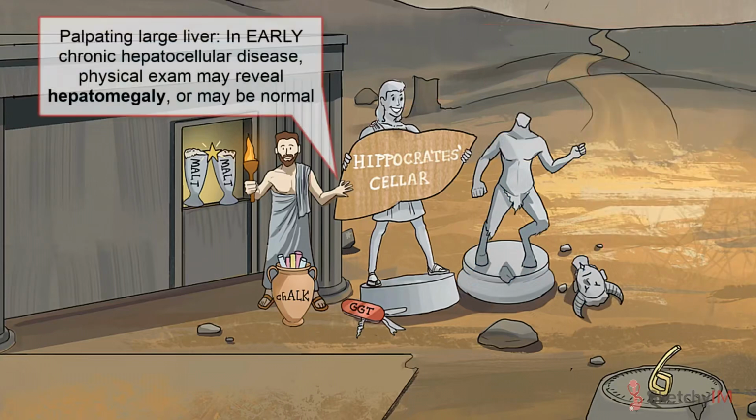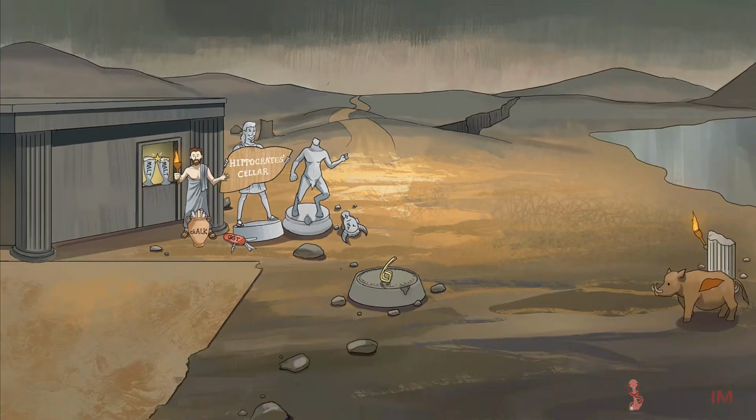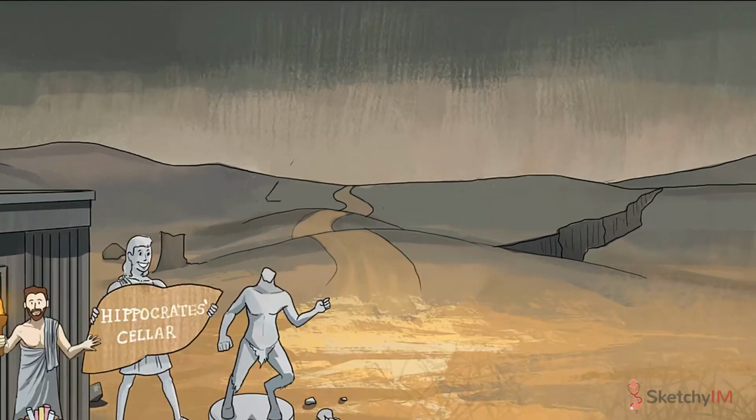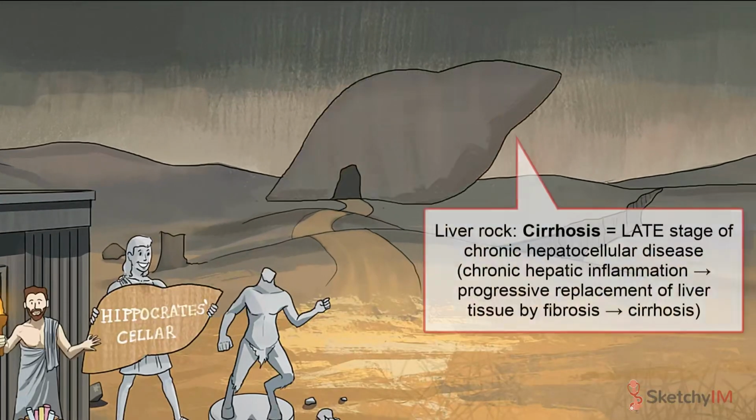An abdominal exam may reveal hepatomegaly in some patients. In others, physical exam may not demonstrate any signs of liver disease. In fact, patients with early chronic hepatocellular disease typically look pretty good. That brings us to the later stages. You know what they say. In chronic liver disease, all roads lead to a liver-shaped rock? Or at least that's what they should be saying. That's right.